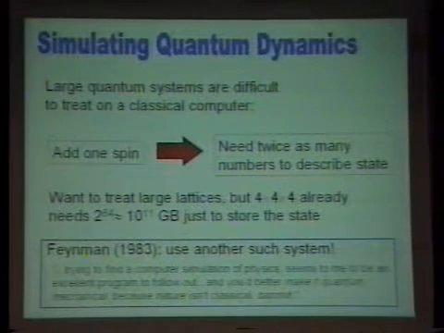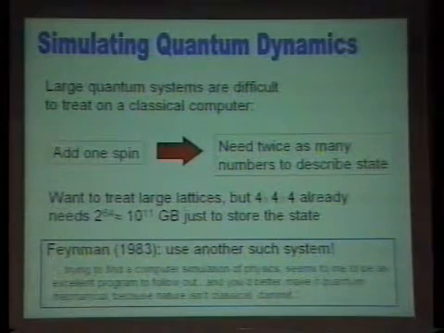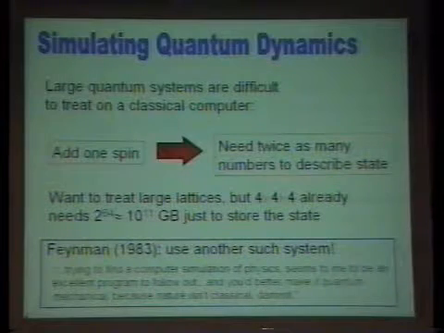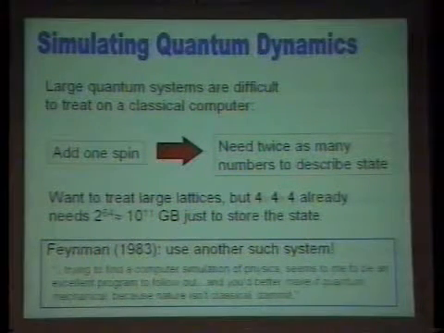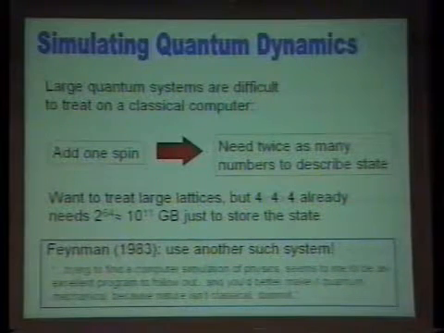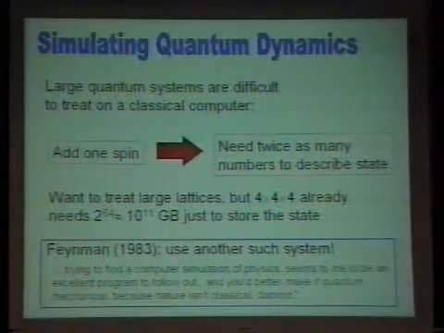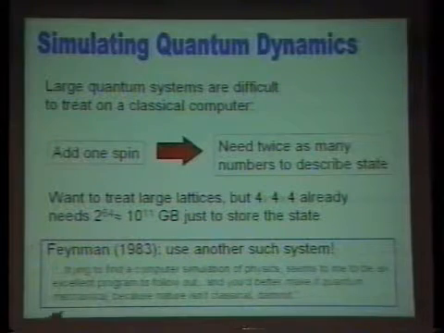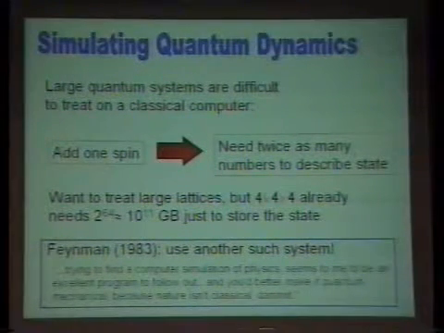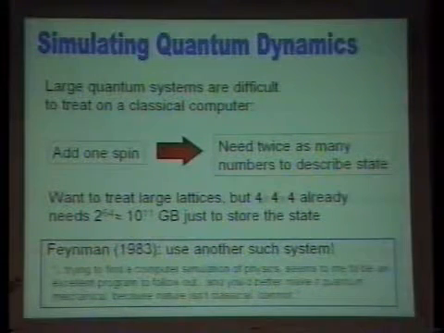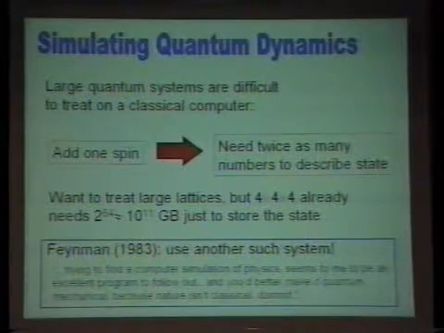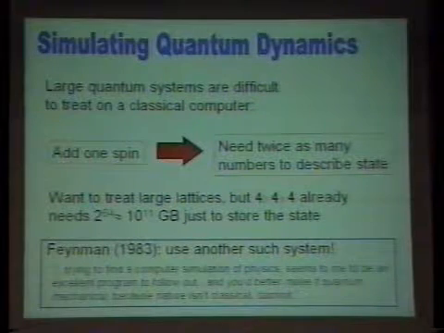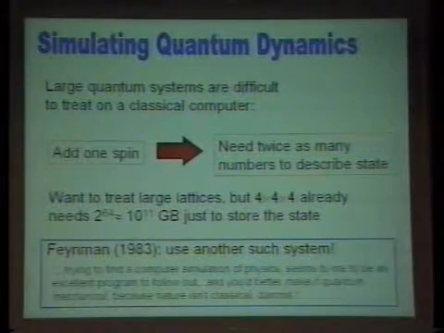And so this was actually one of the first places where the idea of quantum computation came up, by Feynman in '83. He said, well, why can't we turn this into a virtue and take another quantum system that has the same kind of growth of dimension and use that to simulate it? So here is one quote from this time. Trying to find a computer simulation of physics seems to me to be an excellent program to follow out. And you'd better make it quantum mechanical, because nature isn't classical, damn it. Well, that's the way Feynman used to talk. Right? But it makes it very clear that in order to come to terms with this fantastic explosion of complexity that you get in quantum systems, you can only probably capture this and make it simulatable if you take another quantum system. That was exactly Feynman's idea.